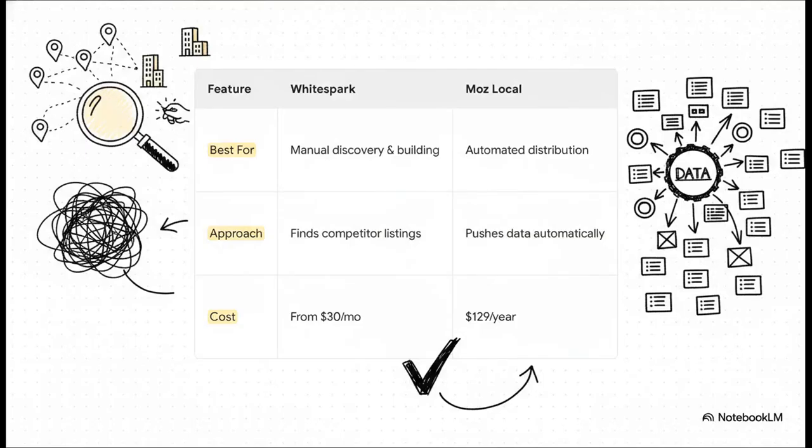Now, to get this job done, there are a couple of great tools that have totally different ways of thinking about it. You've got Whitespark, which is kind of like a detective. It does the legwork. It finds out where your competitors are listed, and then you can go get listed in those same places. It's very surgical. Then you have Moz Local, which is more like a broadcast tower. It just pushes your business info out to all the major data aggregators. Think of them as the big data wholesalers that supply info to hundreds of other smaller sites. So one is super precise, the other is all about broad coverage.